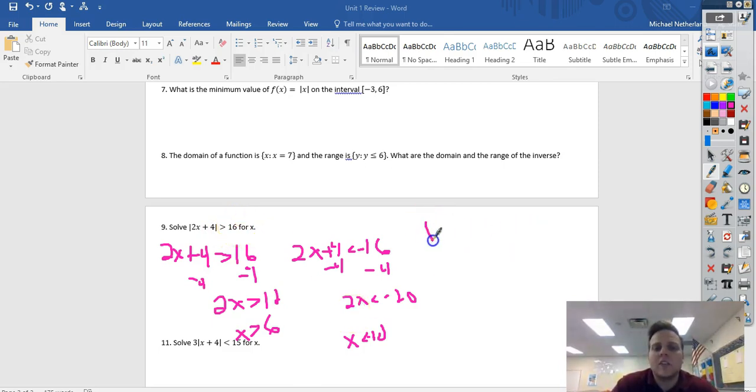So I can say my answer is x is greater than 6 and x is less than negative 10. Okay. Oh, sorry, this is really an or. Sorry, or x is less than negative 10. And is when they're actually like pointing towards each other. I'll show you in number 11. Okay.